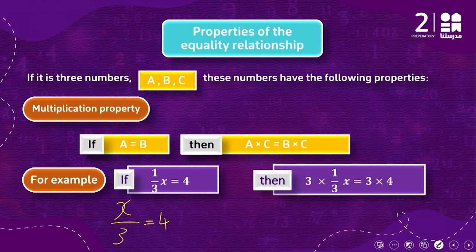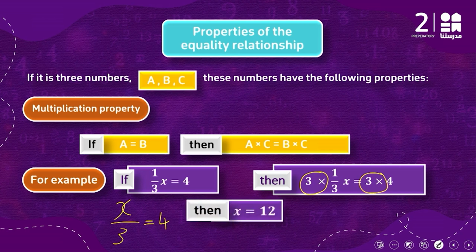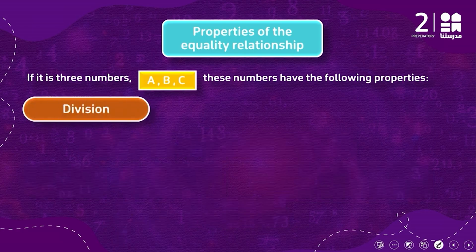Whenever you multiply a value to one side, you have to multiply the same value to the other side. So let's multiply by 3 here to cancel this over 3 or divided by 3. And if you multiply by 3 to one side, multiply by 3 also to the other side. Now already you have x here, and on the other side 3 times 4 is 12.